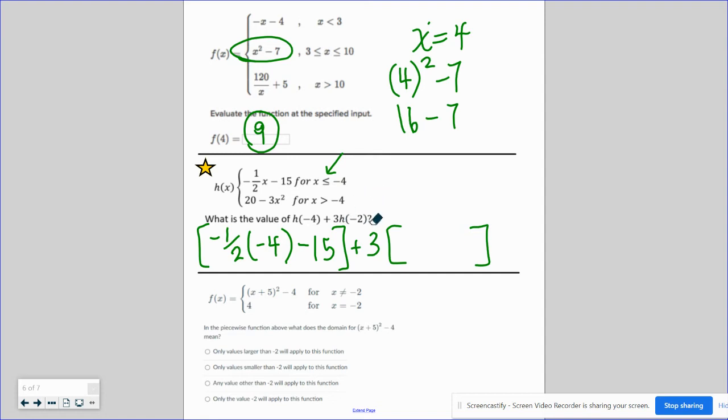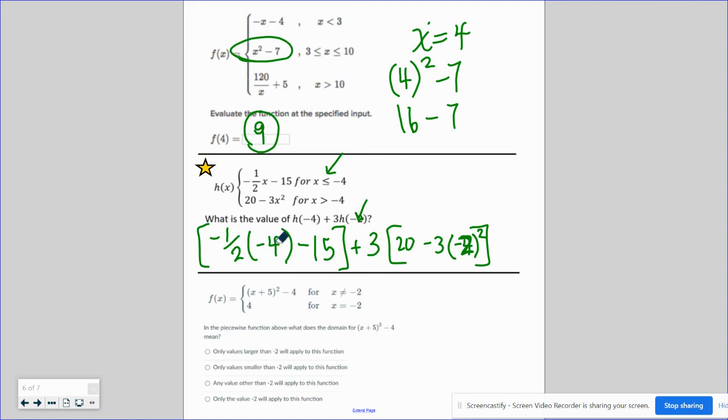So h of -2, is -2 less than or equal to -4, or is -2 greater than -4? -2 is greater than -4 because it is to the right on the number line. So we're going to use our second function here. So 20 minus 3 times a -2 squared. The x is taken out, does not exist anymore because it is telling you this is a -2. Sorry, -2, because it's -2 here. That was my mistake. And then we're going to solve from there.